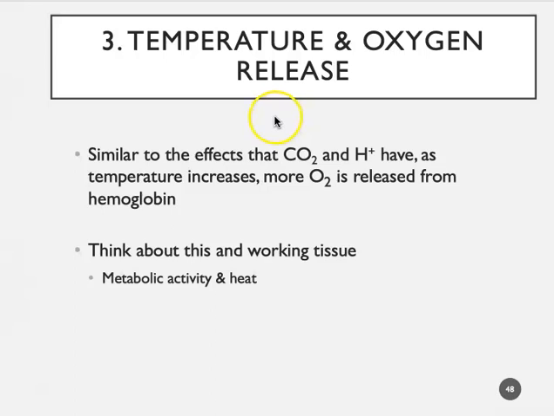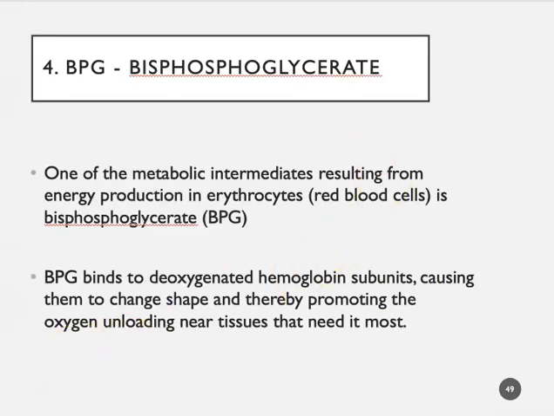Similarly, temperature will also impact the strength with which hemoglobin holds on to oxygen. So the higher the temperature, the more readily the hemoglobin releases oxygen molecules. So again, this is where we would see elevated temperatures in things like working muscles. Now, BPG is a metabolic intermediate of red blood cells. It binds to the deoxygenated hemoglobin, and it causes them to change shape, and it also promotes the oxygen unloading near tissue. So it's just yet another mechanism for the unloading of oxygen molecules. So hemoglobin does not just carry them around and around the body without letting them go.